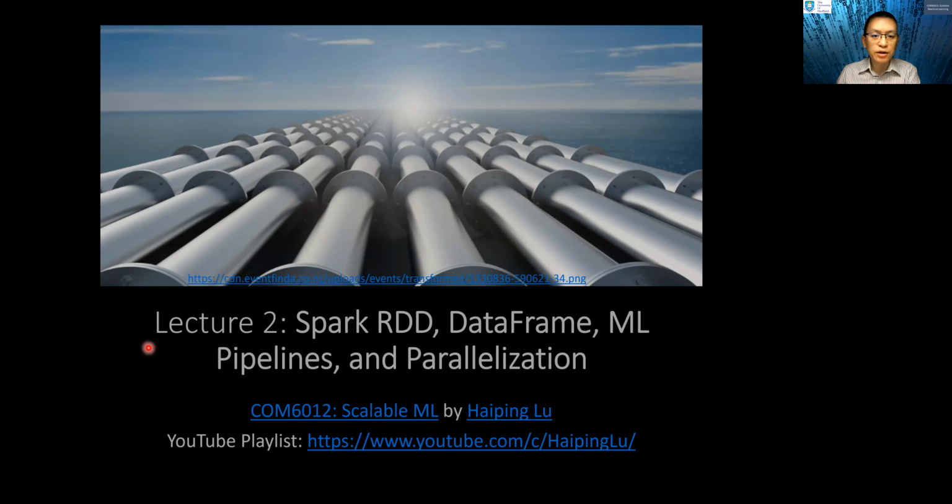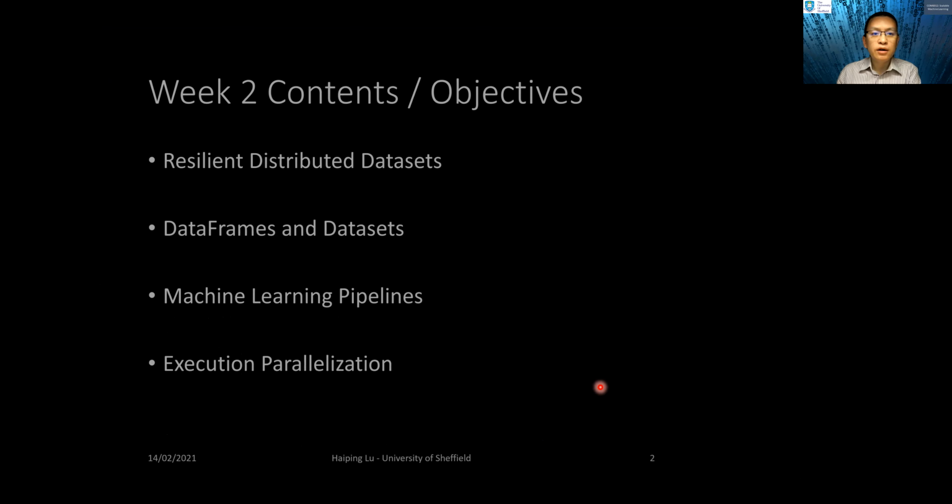So in this second lecture, we will study RDD, data frame, and machine learning pipelines, and parallelization. So these are the four topics: first, resilient distributed data sets; second, data frames and data sets; third, machine learning pipelines; and finally, execution parallelization. We will look at the RDD first.